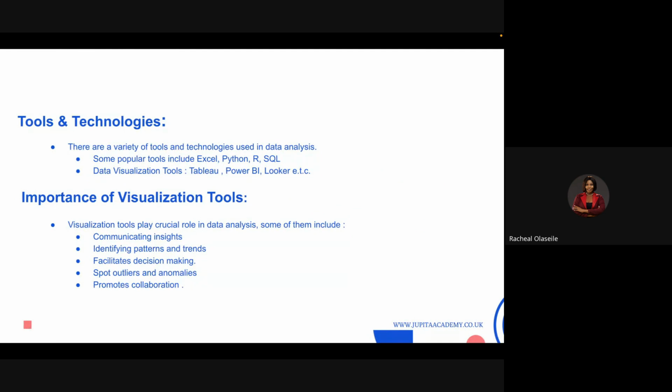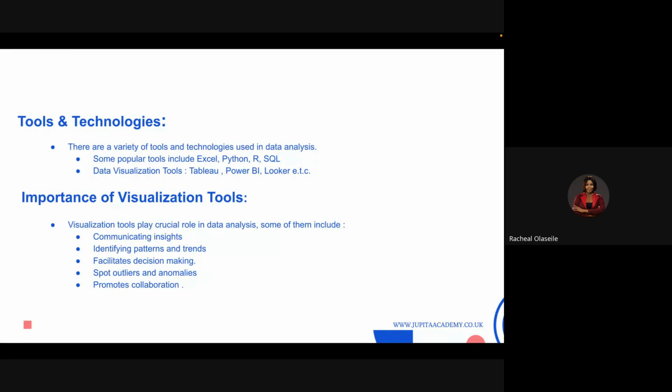So when you're starting out in data analysis, these are some of the tools that you should know. The very first thing is Excel. Excel is actually very, very important, advanced Excel. There are some functions in Excel that just help you analyze your data. So Excel, very, very important.